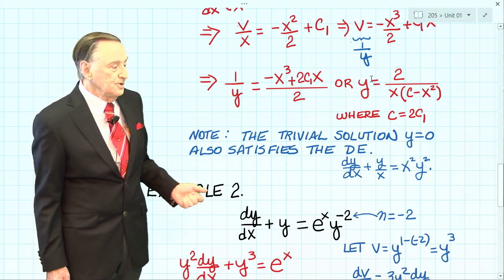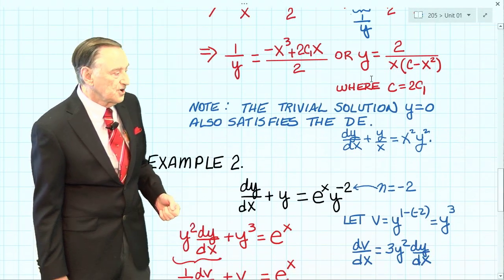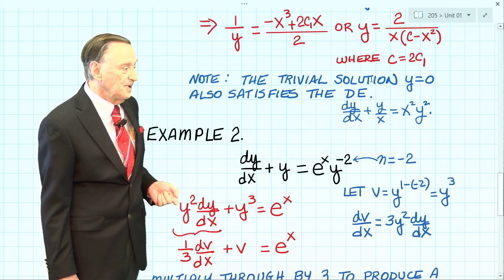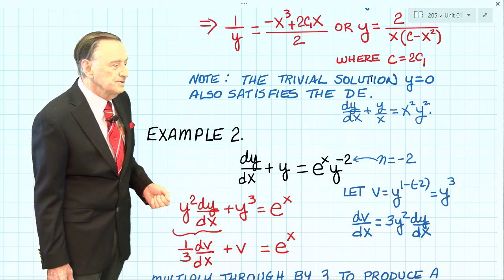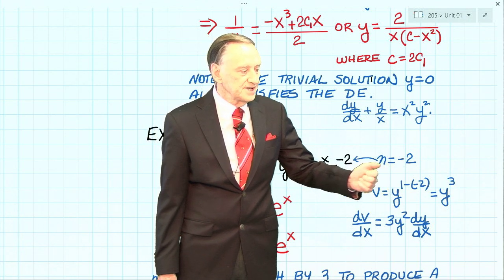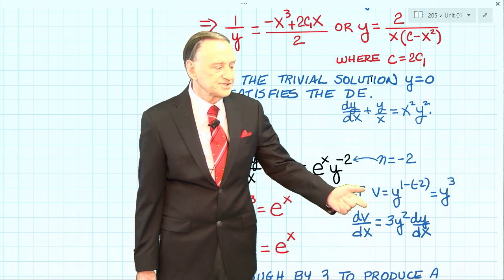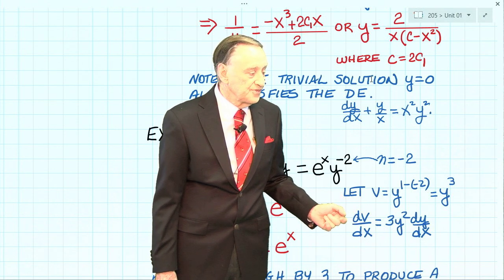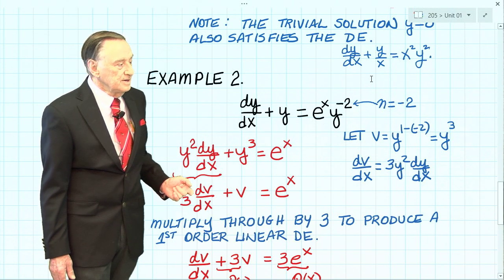Well, in our second example, our n is minus 2. And so we divide through this time by y to the minus 2, or we're really multiplying by y squared, and get the form that you see right here. We let v equal y to the 1 minus n, so that's y cubed, dv/dx is 3y squared dy/dx, or y squared dy/dx is 1/3 dv/dx. And that's what you see right here.